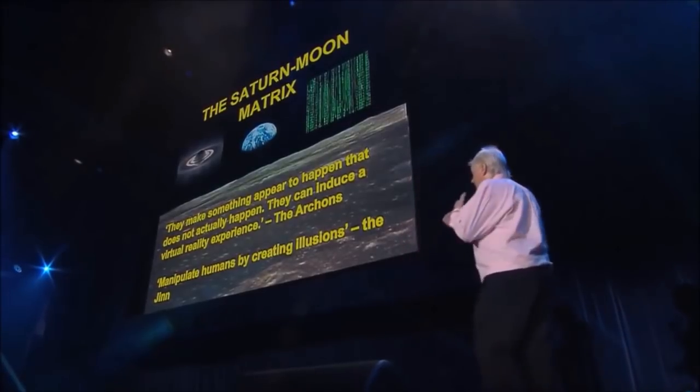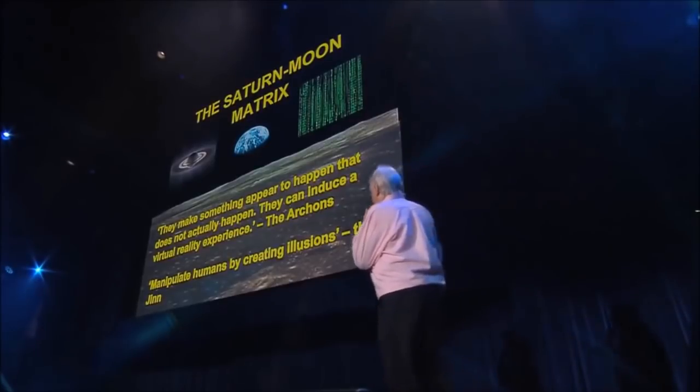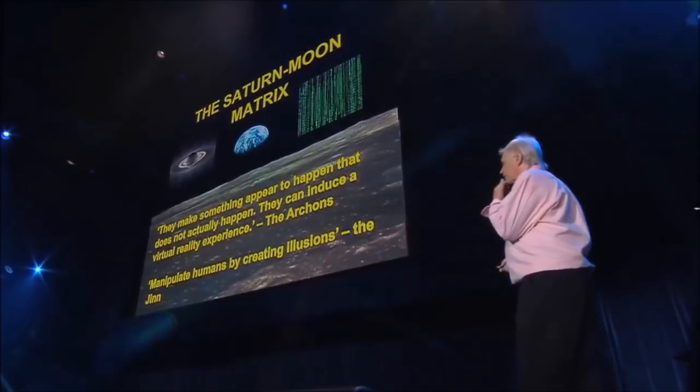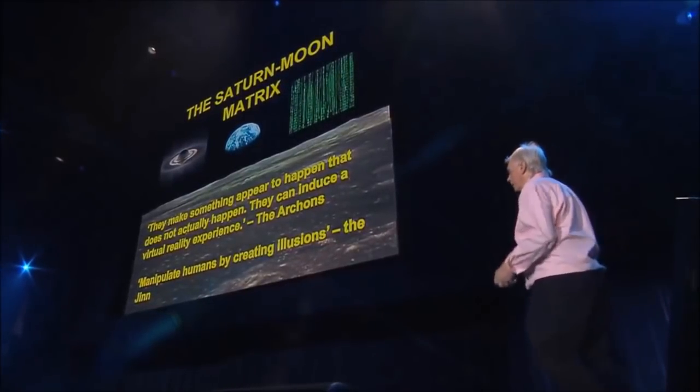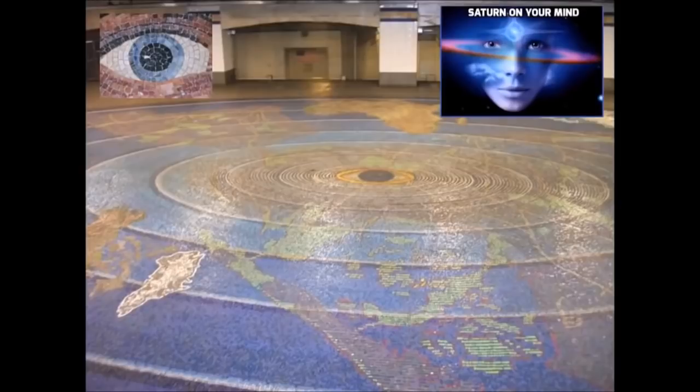The Saturn-Moon matrix. The Gnostics said of the archons, they make something appear to happen that does not actually happen. They can induce virtual reality experience. And they say of the jinn in Islamic belief, manipulate humans by creating illusions. I went into this subway station in New York a few years ago and saw this painted on the floor, and I thought, that's extraordinary. You had the eye and the ring, Saturn, and over the world was this broadcast system, basically. But it started a train of perception and research.